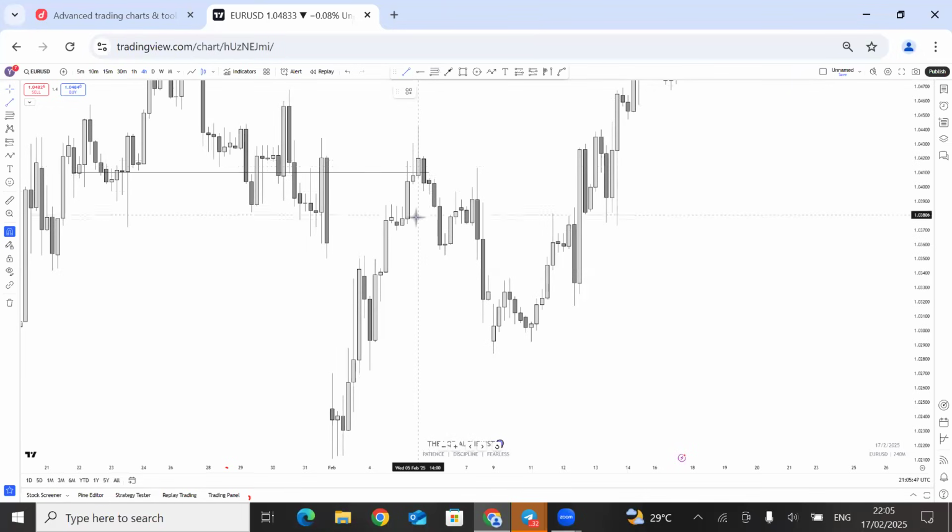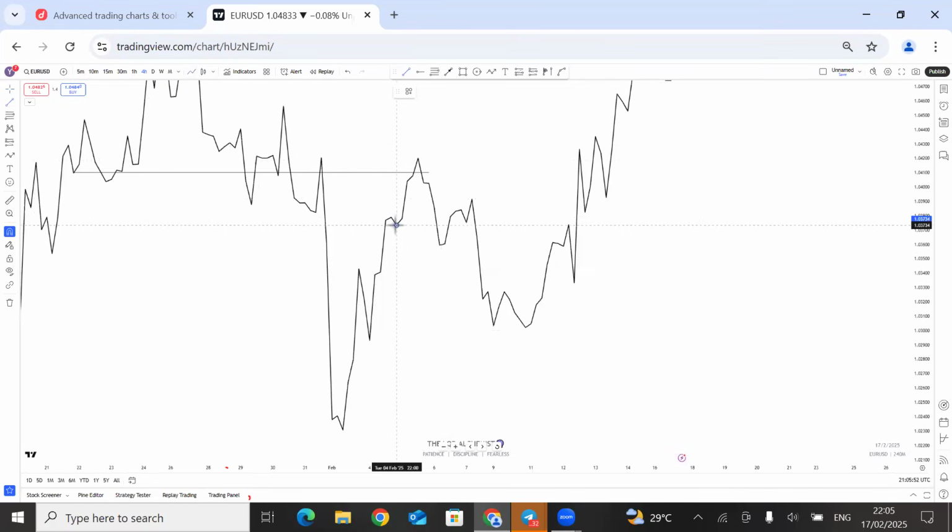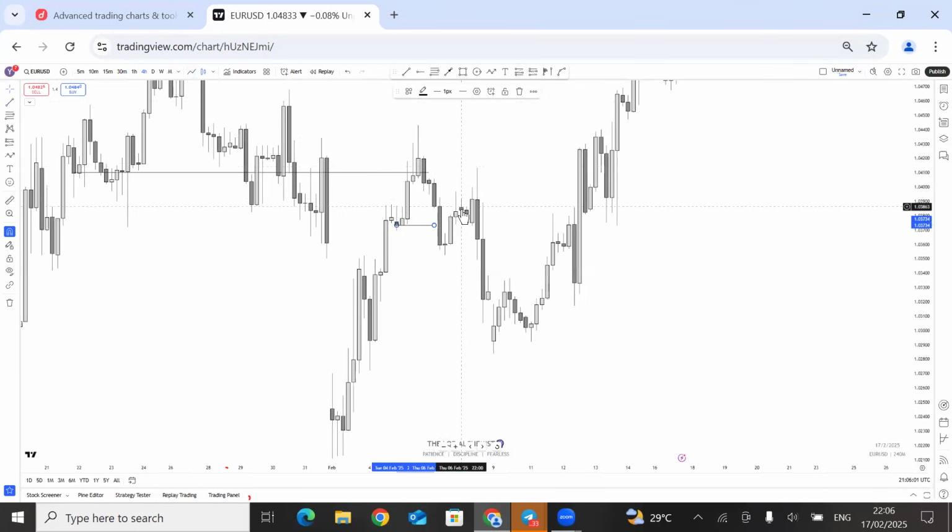But after this, let's turn on our line chart. You see there was a significant low. We wanted to break this low to the downside. Price broke the low to the downside, so we need a small retracement to take a sell. So here was a retracement here.